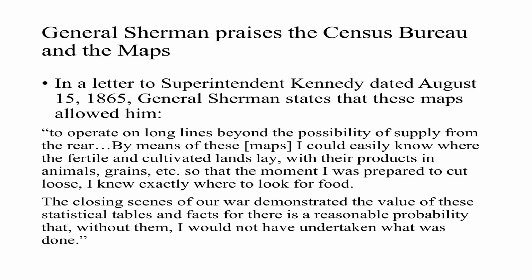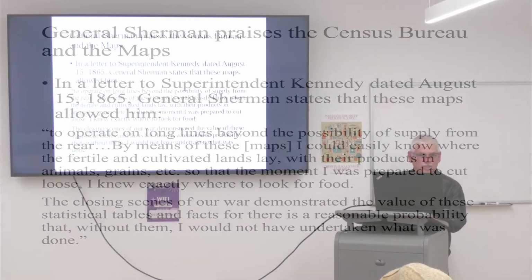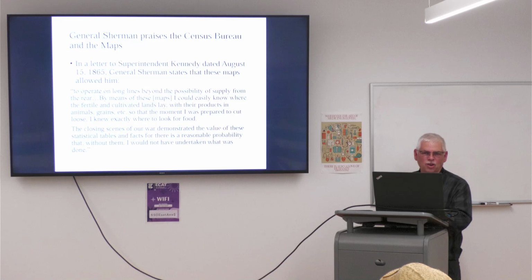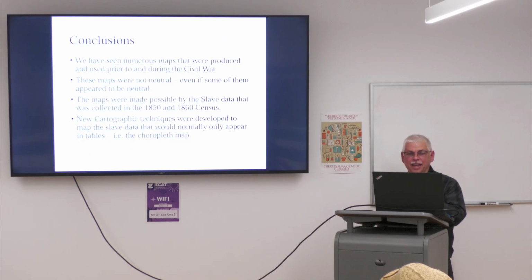And he doesn't talk here about the slaves, but the fact of the matter is that everywhere his army went, slaves were liberated. And they had to have some idea of how many they were going to actually have to take care of and provision, that kind of thing. So he doesn't mention them here, but again, those are the first figures that were in that map. Anyway, I just wanted to point out that was General Sherman's assessment of how important those Census Bureau maps were for him. So this is the end.